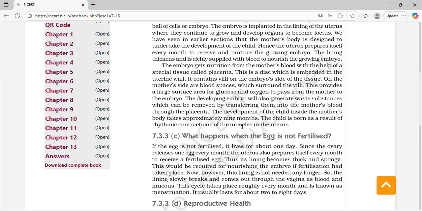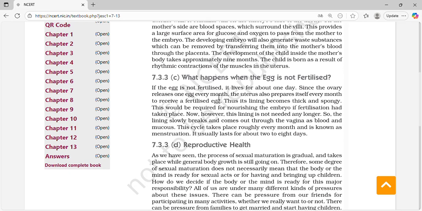Development of the child inside the mother's body takes approximately 9 months. The child is born as a result of rhythmic contractions of the muscles in the uterus. If the egg is not fertilized, it lives for about 1 day. Since the ovary releases one egg every month, the uterus also prepares itself every month to receive a fertilized egg. Thus, its lining becomes thick and spongy. This would be required for nourishing the embryo if fertilization had taken place.